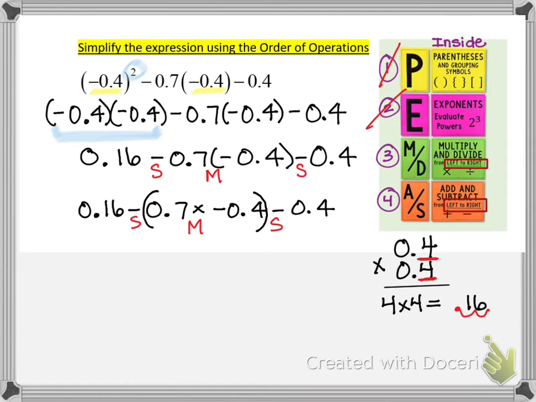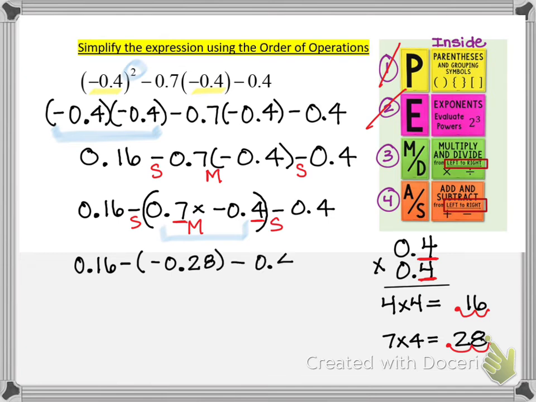So I can just focus on 0.7 times 0.4, or think of that as the whole number 7 times 4, which is 28. But since 0.7 and 0.4 each have one decimal place, and 1 plus 1 is 2, I take the decimal point at the end of 28 and I walk it backwards 2 spaces for a result of 0.28. So now I have 0.16 minus negative 0.28 minus 0.4.